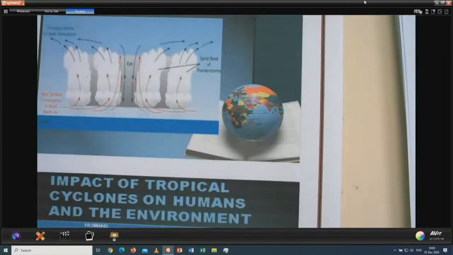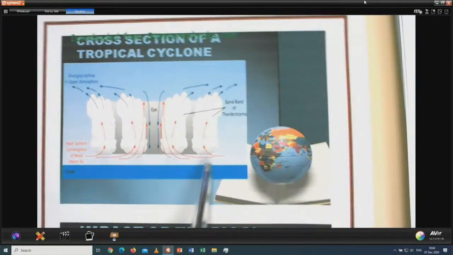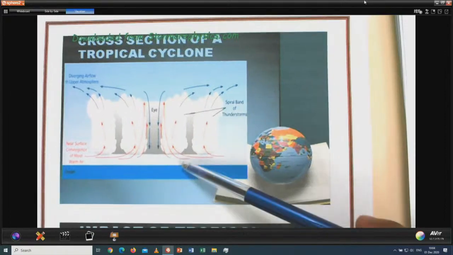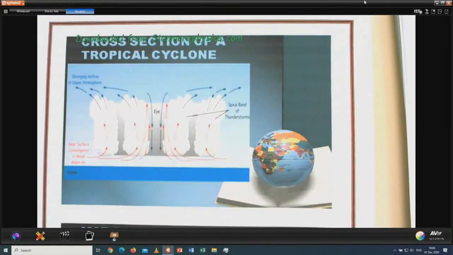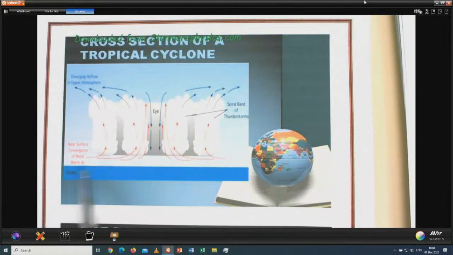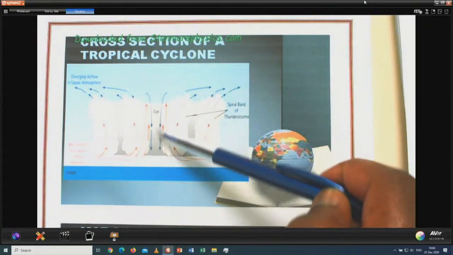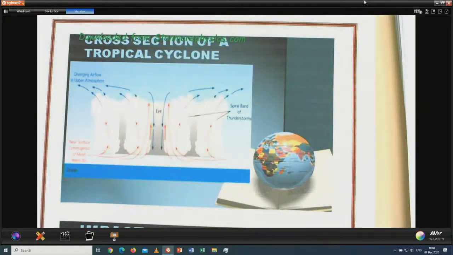This is what we call the cross section through the tropical cyclone. This is the wall of cumulonimbus clouds around the eye. What is important here is convergence at the surface, which is almost equivalent to divergence in the upper atmosphere. Diverging airflow in the upper atmosphere. But remember, in the center of the eye, because of high pressure, the air is sinking. On the wall of the system, we have rising air because this is a low pressure system.